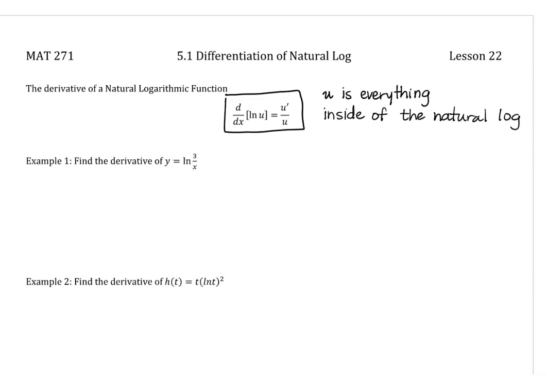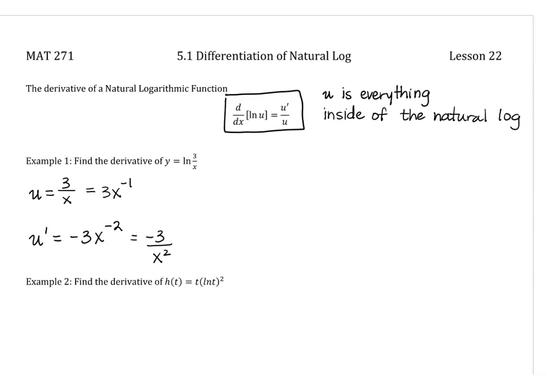So in example 1, we have y is equal to natural log of 3 divided by x. U is everything that's on the inside of natural log, which is 3 divided by x. I'm going to rewrite that as 3x to the negative 1. I haven't done anything. I just rewrote it to make it a little bit easier for us to find u prime. So I'm going to take the derivative of u, bring down my exponent of negative 1 to get negative 3, decrease the exponent by 1 to now get negative 2. So u prime is negative 3 over x squared.